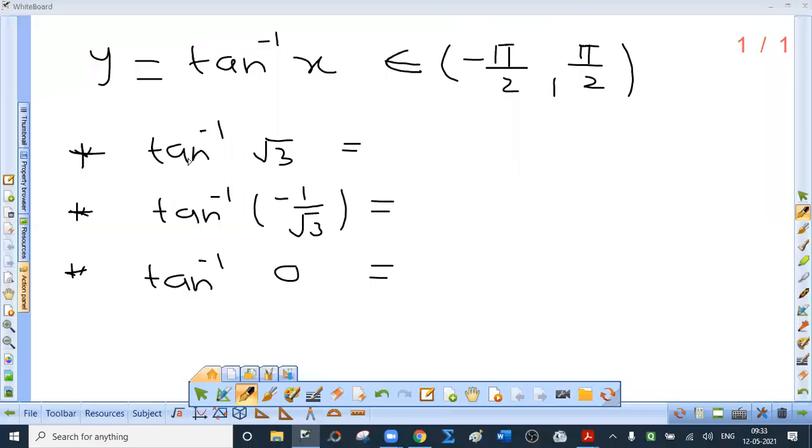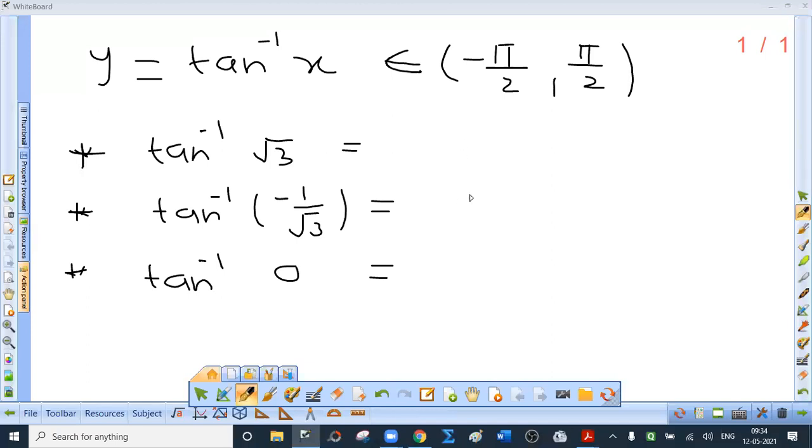Now my question is, what is tan inverse root 3? The correct answer is pi by 3, because tan pi by 3 is root 3. What is tan inverse minus 1 by root 3? There are so many angles having this tangent ratio, but the answer should belong to this open interval. So the correct answer is minus pi by 6, that is minus 30 degrees. Tan inverse 0 is 0. So these are the answers.